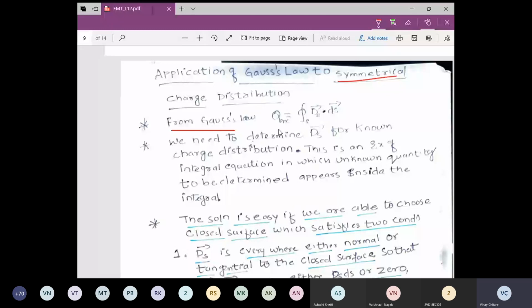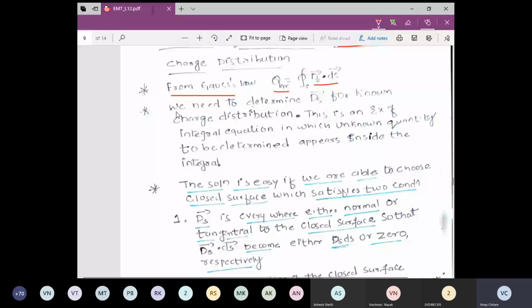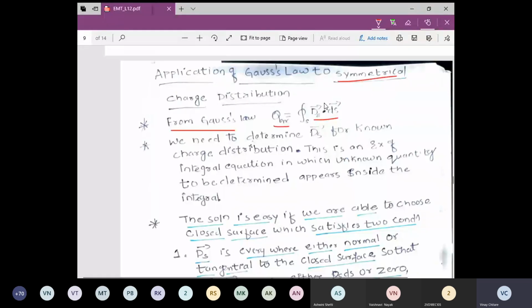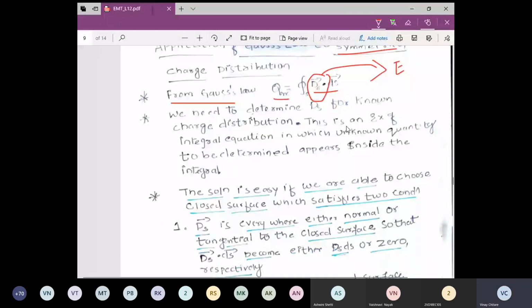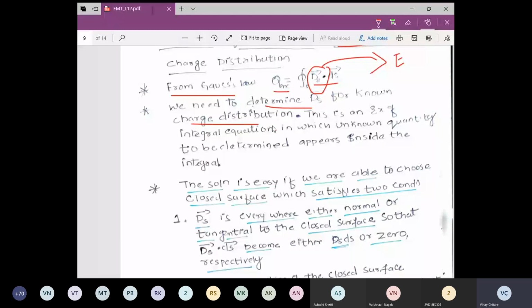So we know from Gauss's law, the flux leaving a closed surface is equal to the surface integral of D dot dS, and that is equal to the charge enclosed. So we need to determine D. If I know the flux density, I can find the electric field, because we have a relationship: D is equal to epsilon naught times the electric field. So we need to determine D for a known charge distribution.